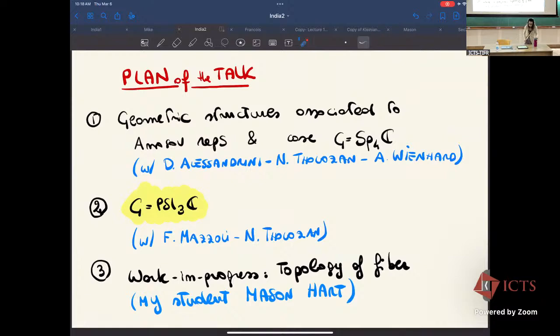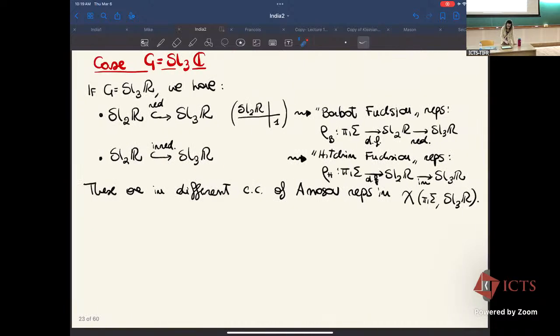Okay, so I'll discuss PSL3C. And in PSL3C, I'm planning to maybe discuss two cases, the irreducible embedding and the reducible embedding of SL2C. If we run out of time, I might skip one of the two examples and then discuss the last part, just to tell you a little bit.